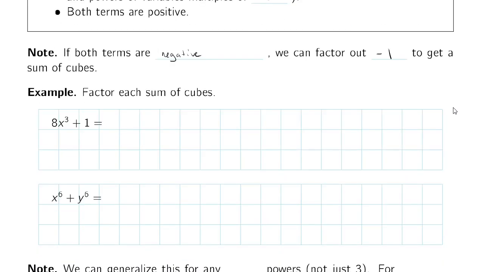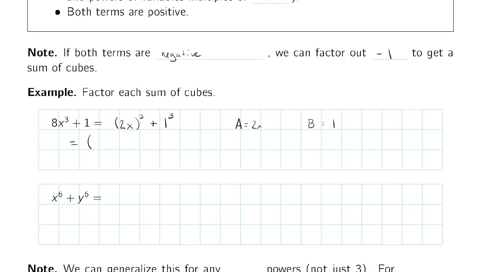Let's see a couple of examples of sums of cubes that we can factor. So I've got 8x to the third plus 1. Well, 8x to the third, 8 is 2 to the third, x to the third is just x to the third. So that's 2x all to the third power, plus, of course, 1 to any power is just 1. So this is 1 to the third power. This is a sum of cubes with big A is 2x and big B is 1.